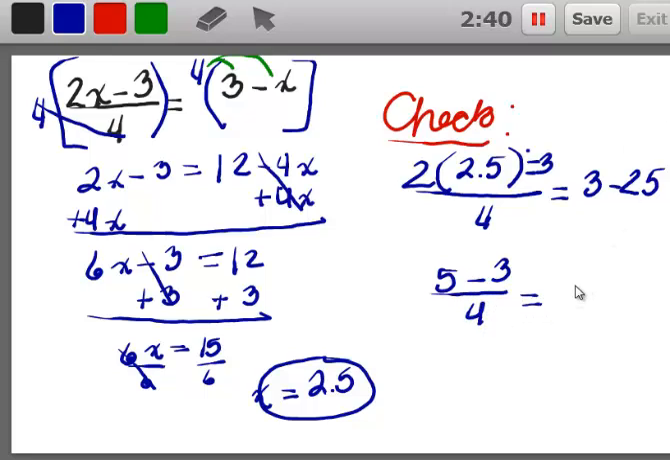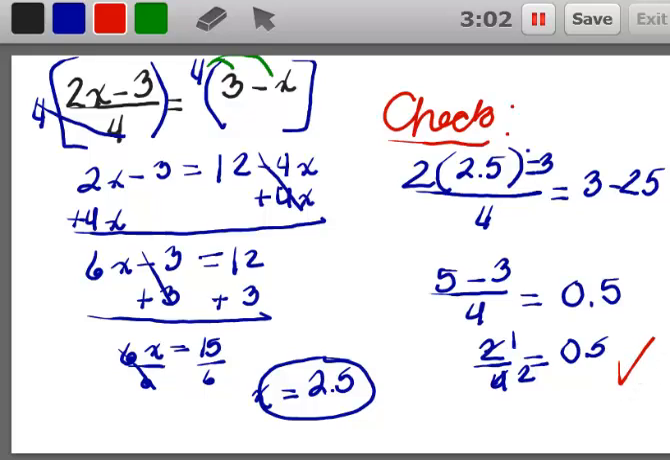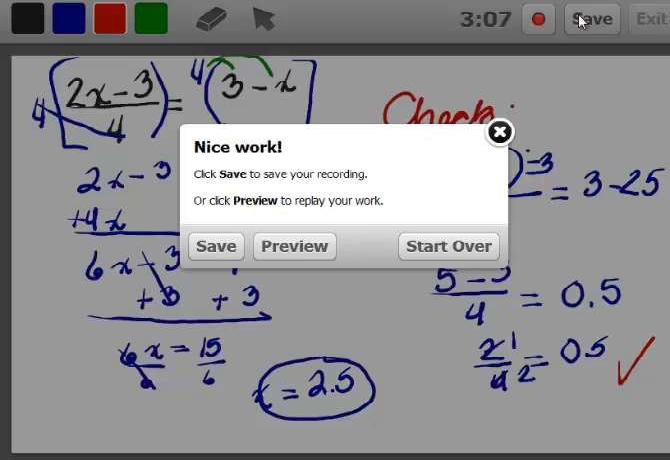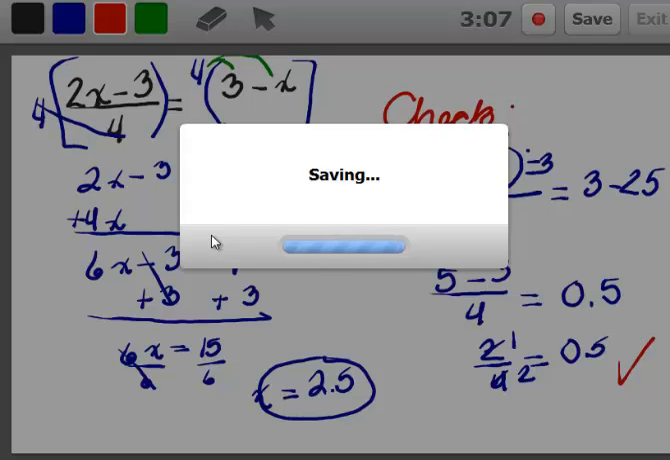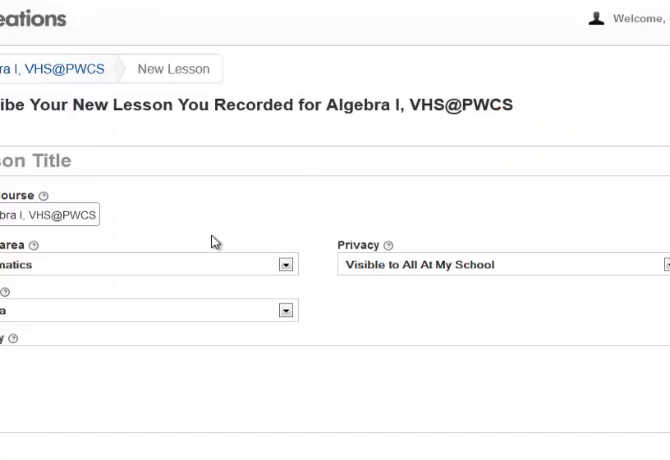And 3 minus 2.5 is 1/2, or also 0.5. 5 minus 3 is 2. 2 over 4 does equal 0.5, because 1/2 is 0.5. So this checks, that's true. So when you are done, you would click Save. And save, and it is saving. Okay, so then you would put in your name.